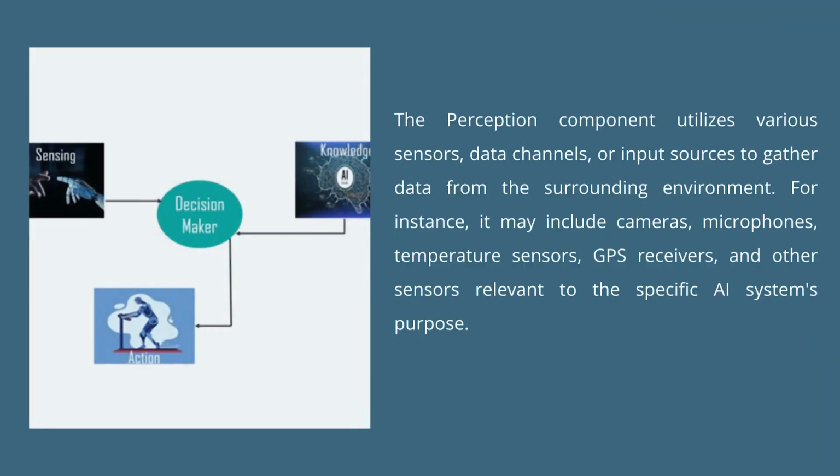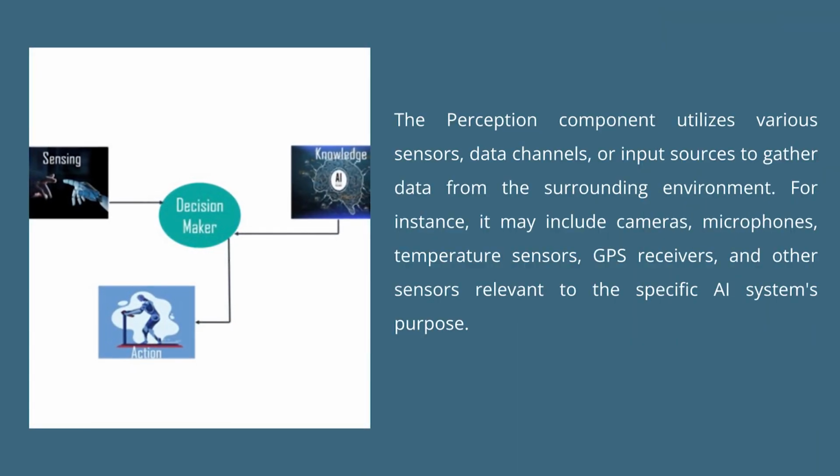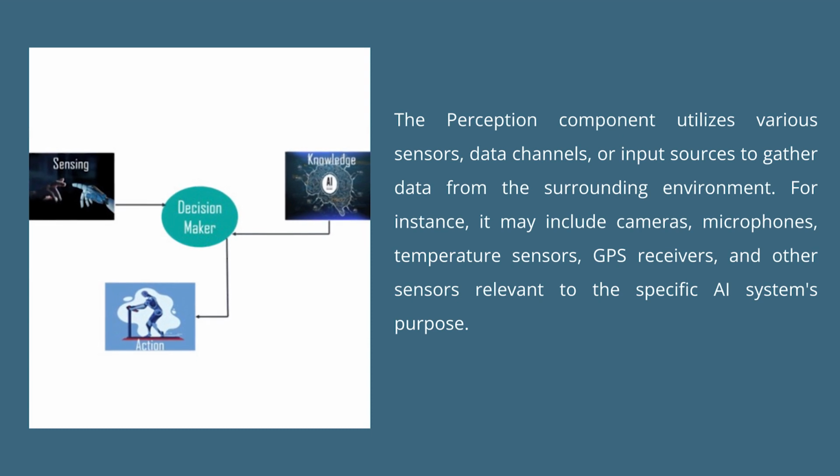The perception component utilizes various sensors, data channels, or input sources to gather data from the surroundings. For instance, it may include cameras, microphones, temperature sensors, GPS receivers, and other sensors relevant to the specific AI system's purpose.